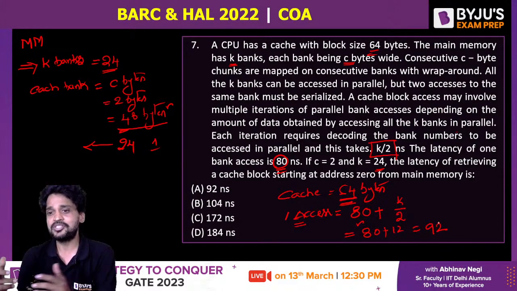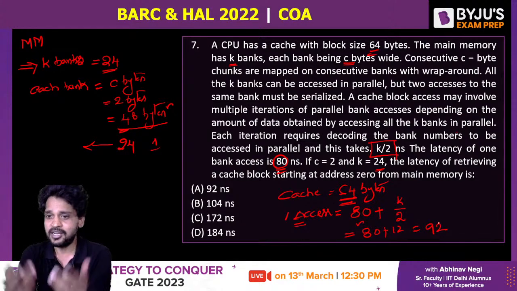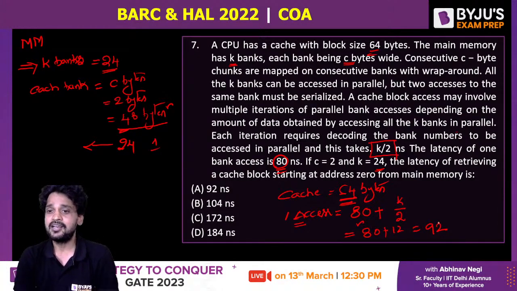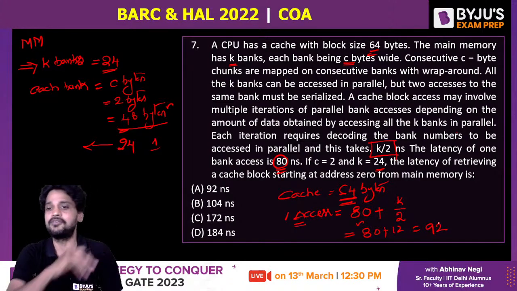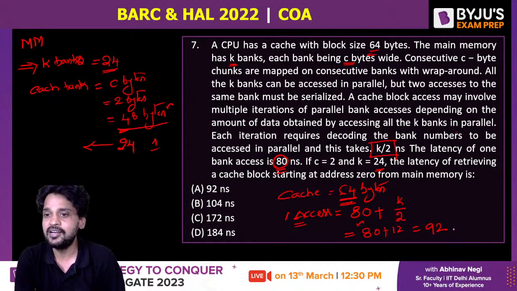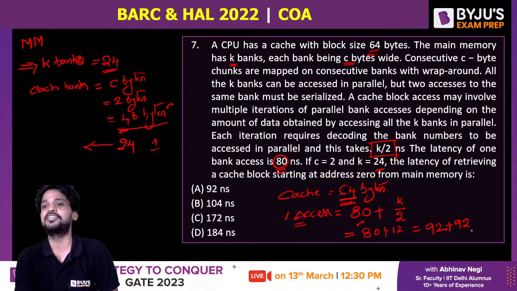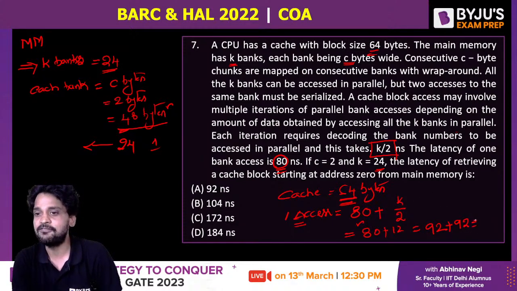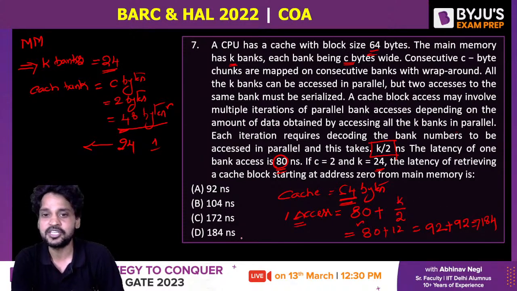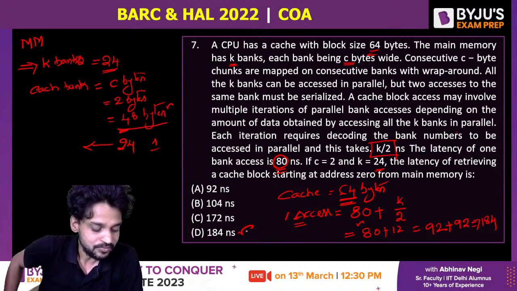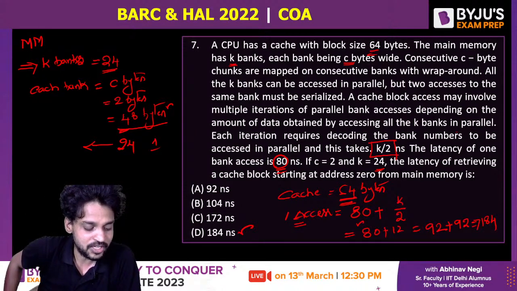But I need to access the main memory twice. I have no other option because in the cache memory, one block is equal to 64 words. So only 48 words will be filled in one block. For the remaining words, I will need to access the main memory one more time. That is 92 plus 92, which is equal to 184. So 184 nanoseconds is the correct option. Got me? Yes or no?